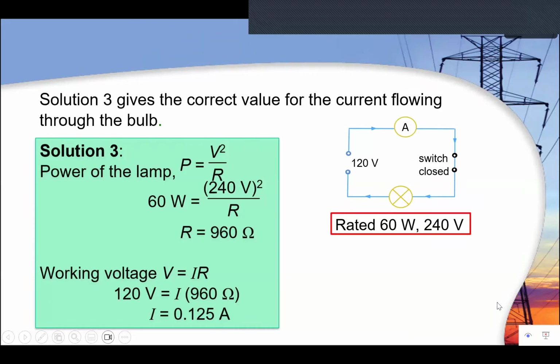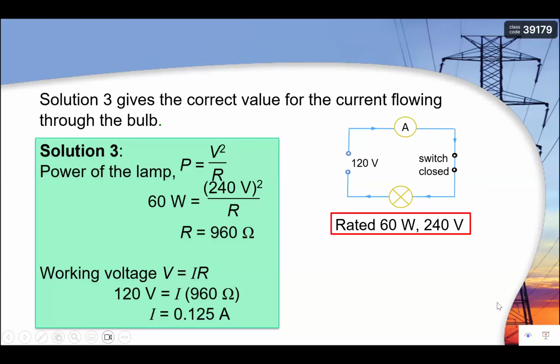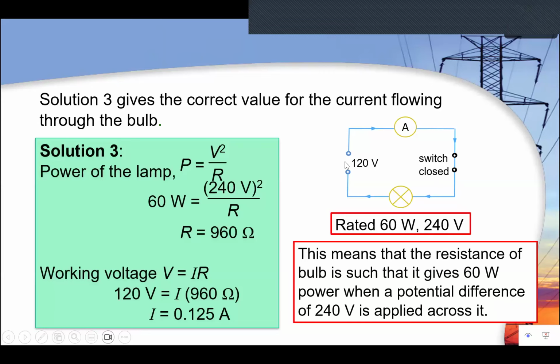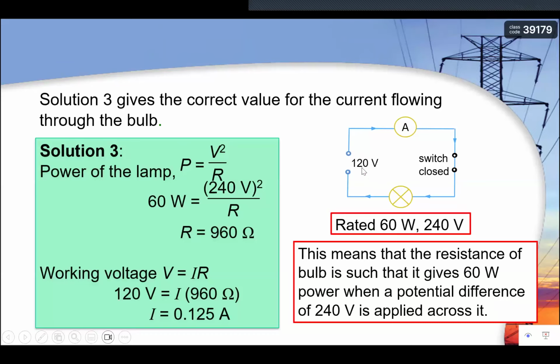Okay, so if this is the rating, it means that if I were to use the first solution, P equals VI, whereby I use 240 volts, this will be accurate if this is the current flowing through the light bulb if my supply voltage to it is 240 volts. Then I will use I equals power over voltage, 60 watts over 240 volts. I get the current flowing through this light bulb if I supply it with 240 volts.